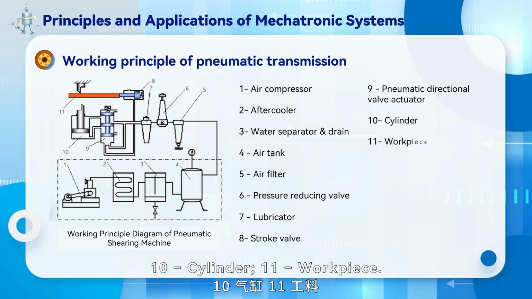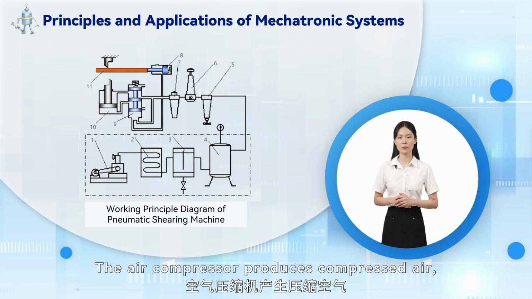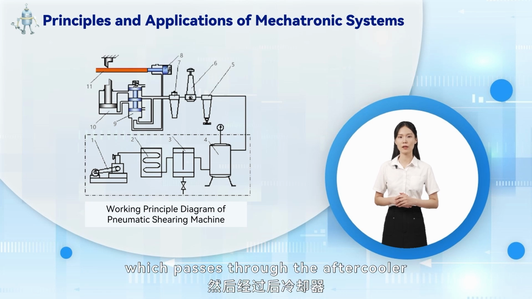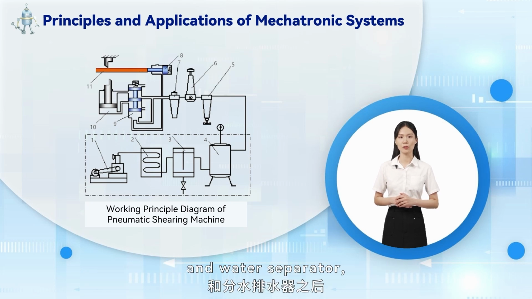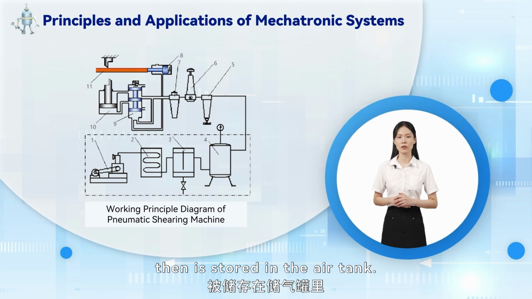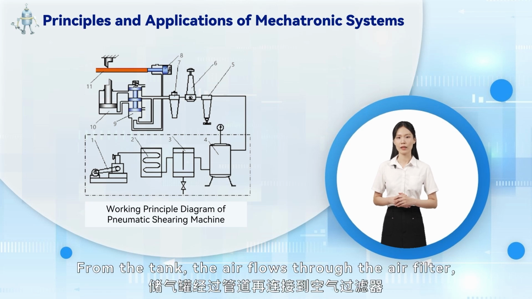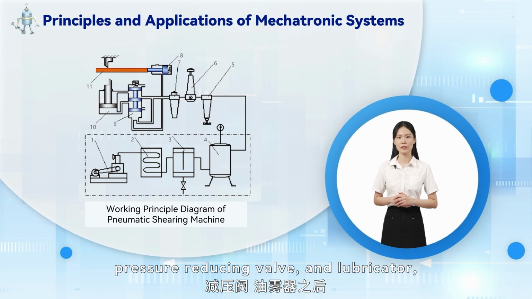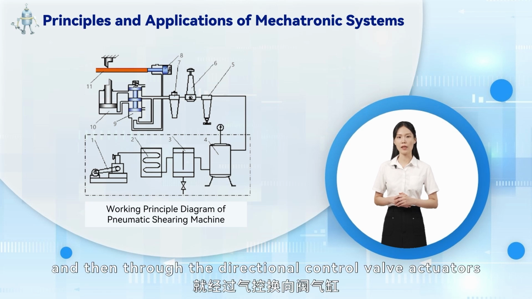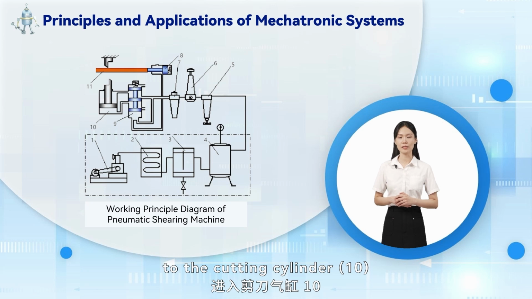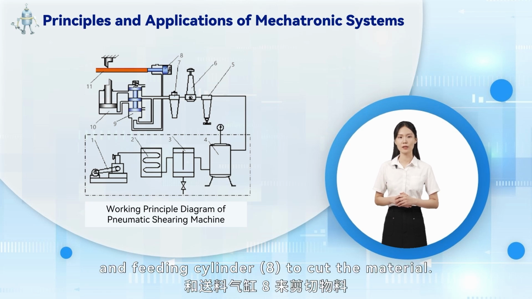10. Cylinder. 11. Workpiece. The air compressor produces compressed air, which passes through the aftercooler and water separator, then is stored in the air tank. From the tank, the air flows through the air filter, pressure reducing valve, and lubricator, and then through the directional control valve actuators to the cutting cylinder, 10, and feeding cylinder, 8, to cut the material.